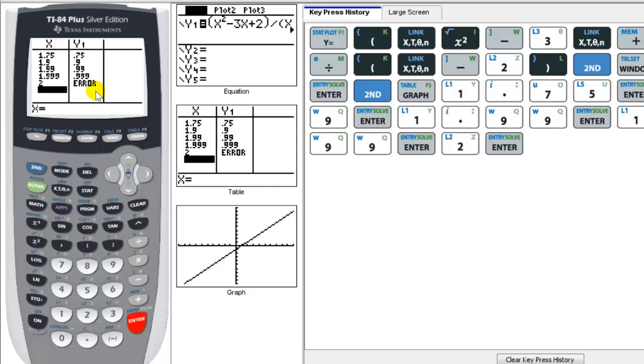Now notice at 2 it gives us an error. Think about the function. What happens when I put in 2 into the denominator? That would give us 0 on the bottom, and we can't have 0.